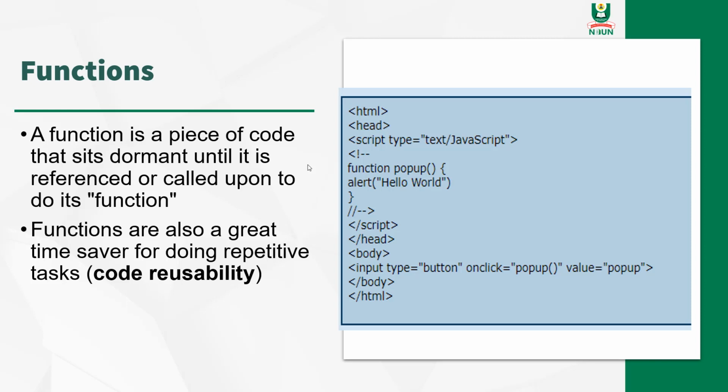So functions are a great way to save time for doing repetitive tasks, which is usually called code reusability. It is always nice for you to be able to reuse code and not write the same code over and over again. So functions can help you do that. Now this is a simple function, and the way you write a function in JavaScript, you just put the keyword, the word function, and this is the name of the function, pop-up, and all it does is alert hello world. Okay, so try run this function and see how it goes on in your browser. So you have a button that when you click on it, the function comes on.